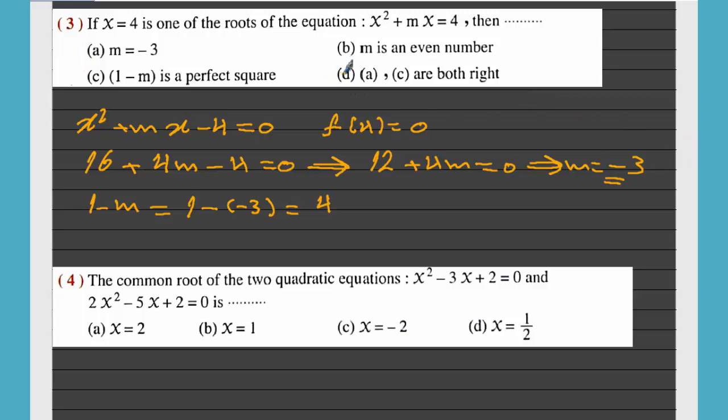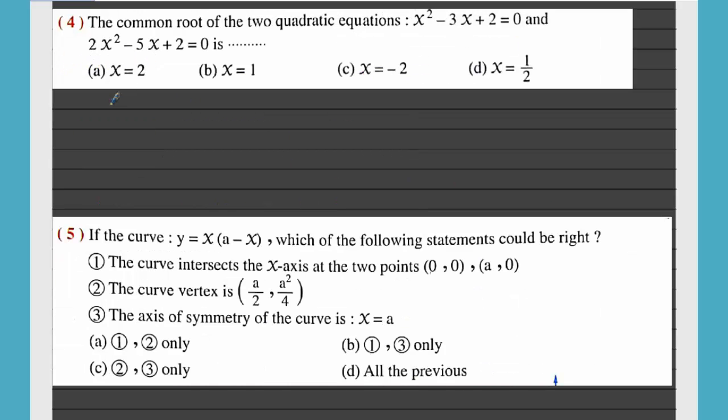We will choose letter D, because A and C are both right. Okay, not B only, not m is an even number, it's wrong. Negative 3, here we get m equals negative 3. Negative 3 is not even, right? So we will choose letter D because A and C are both right.